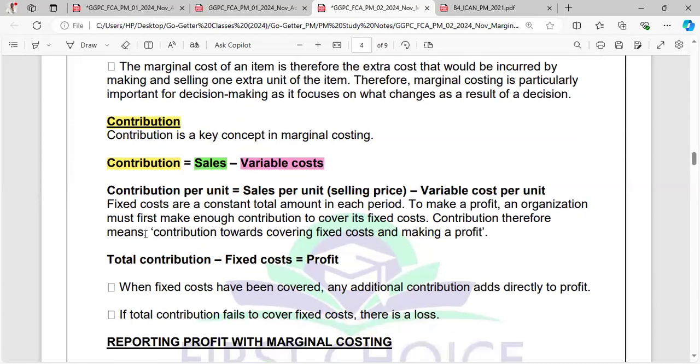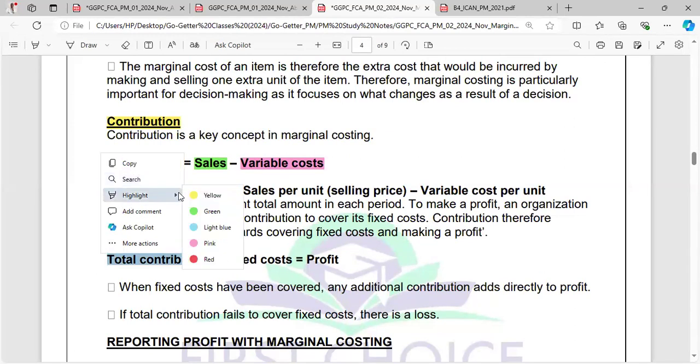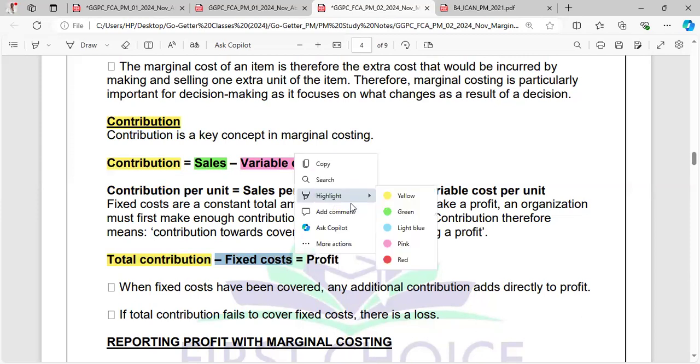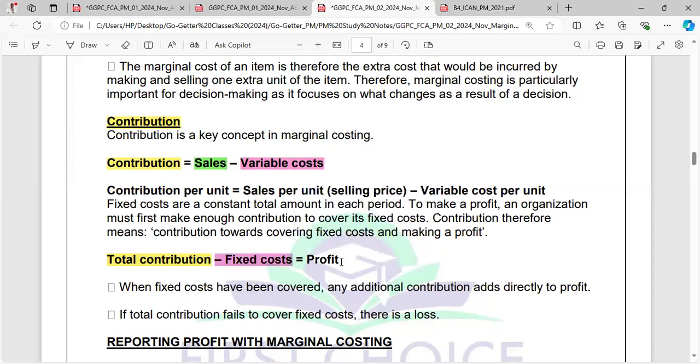Then there's another way of getting contribution. There's another way to get total contribution. We know that total contribution minus your fixed cost gives you profit. If you minus your fixed cost from your contribution, you are getting a profit. But if you turn it the other way, if you add your fixed costs to your profit, you get back total contribution. So, you see here that once you have a total contribution, if you minus your fixed cost from it, that is when you are going to be making profit.